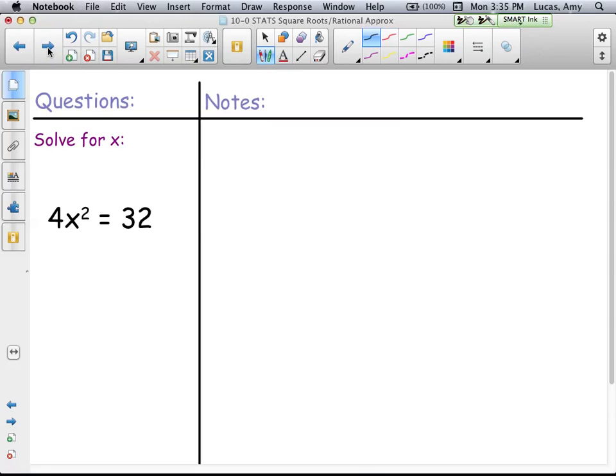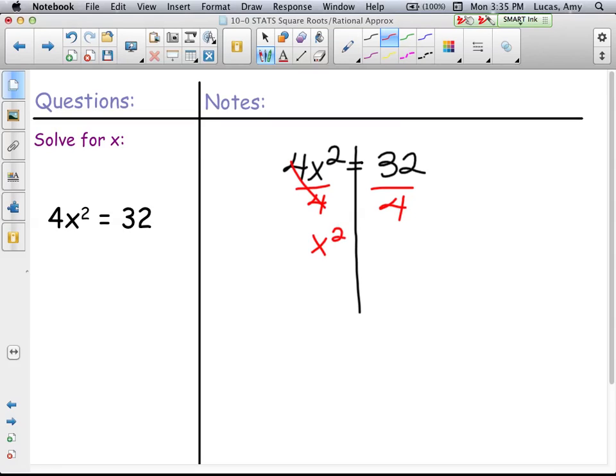Next equation. On this one, you need to do the division first. So you'll need to divide the 4 on both sides. So x squared equals 8. Then do your square root. So x equals the square root of 8. And what you'll see in Study Island is the plus or minus, because technically there are 2 solutions here, a positive square root of 8 and a negative square root of 8. Multiplied by themselves would give you the correct answer.